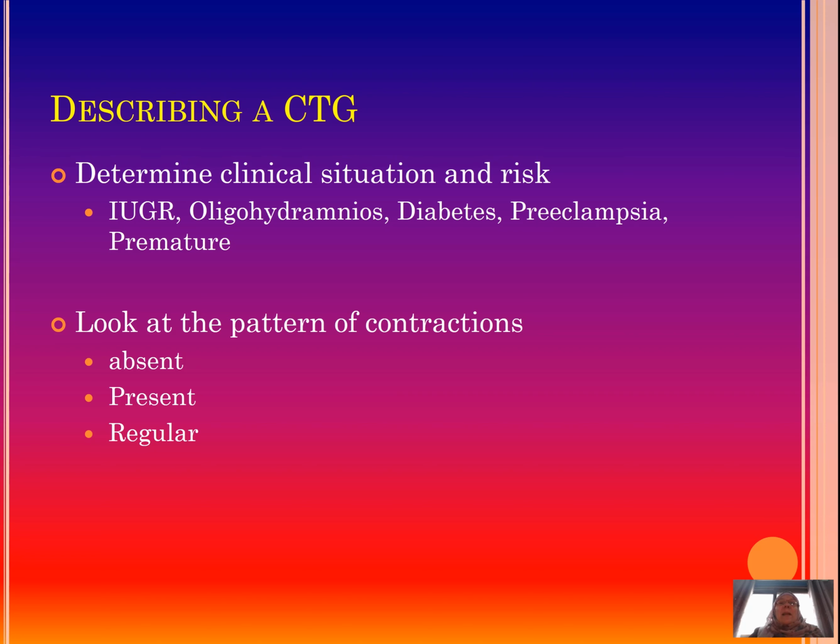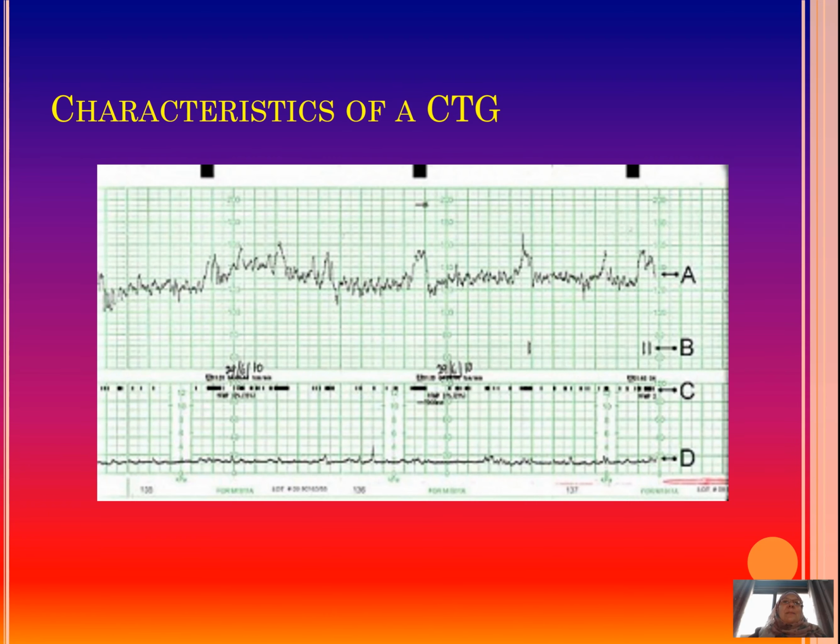So there's a number of things you want to look at within the clinical situation to inform how this CTG relates to the patient's condition and what becomes necessary to do for her. Secondly, you look at the pattern of the contractions. Are they absent? Are they present? Are they regular, irregular? And we already said that.